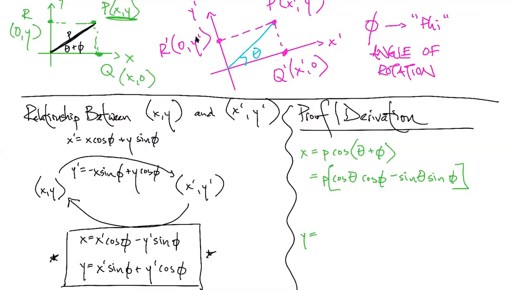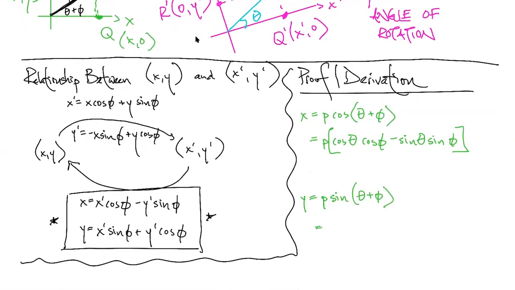Negative cosine start? No, not negative cosine. It's going to be sine because the y value is the opposite and lowercase p is the hypotenuse. So we have y equals lowercase p sine of theta plus phi.